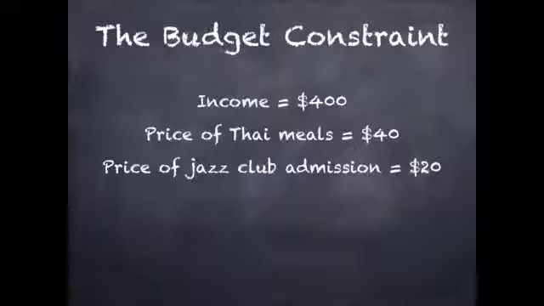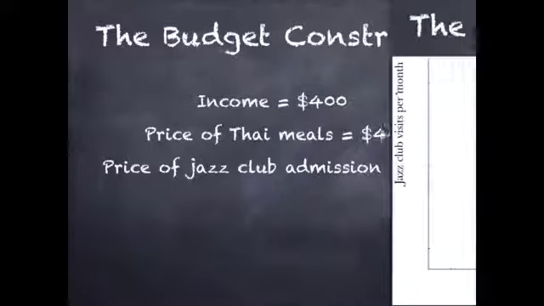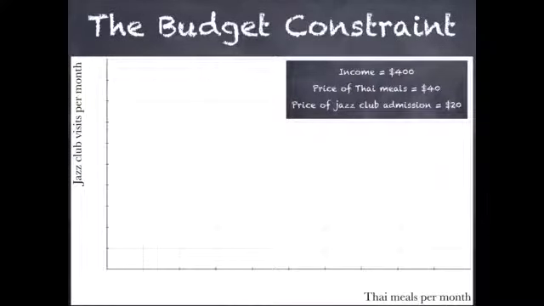So in our example, we're looking at the price of Thai meals and the price of admission to a jazz club. So going out to get a Thai meal is going to cost $40, and the admission price to this particular jazz club is equal to $20. So the individual has $400, and here's the constraints placed upon them. They have $400 in income, and here's the price of the two goods that they're considering purchasing. So we can take that information and we can plot out all the possible combinations of Thai meals and jazz club visits for this person, given the constraints of income and prices of the two commodities.